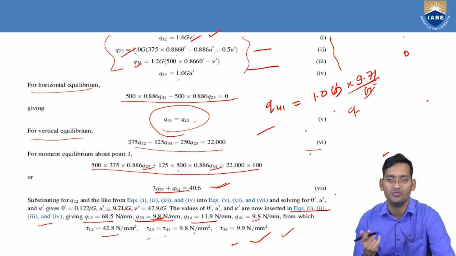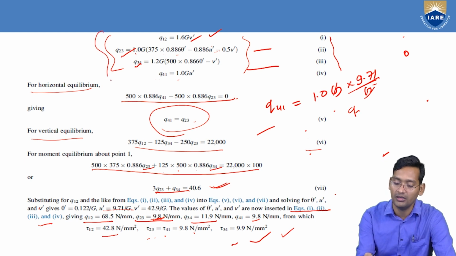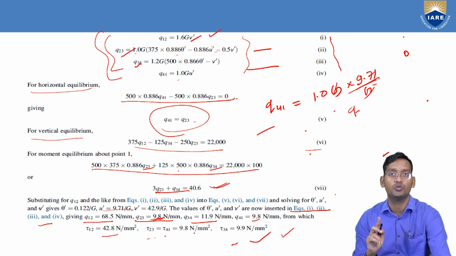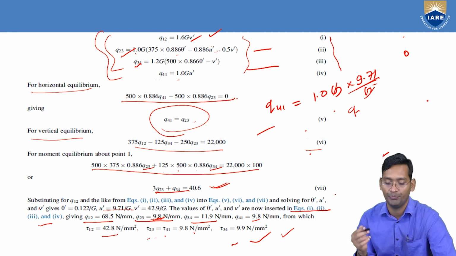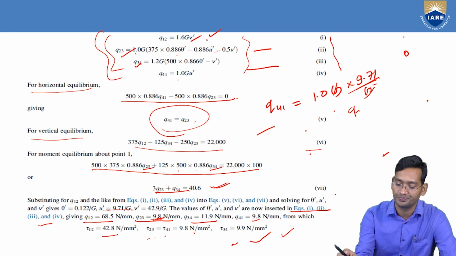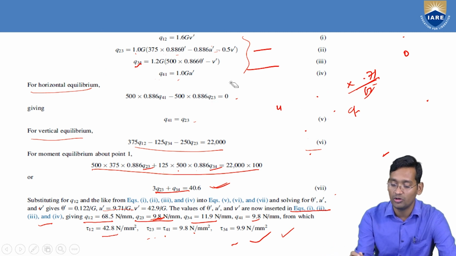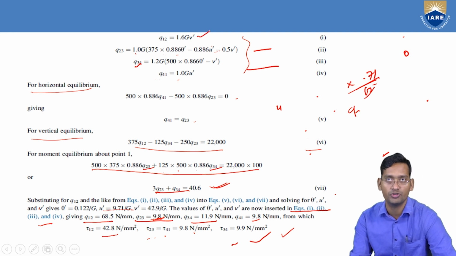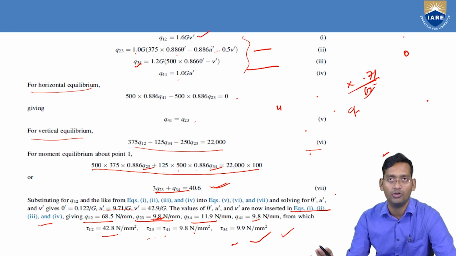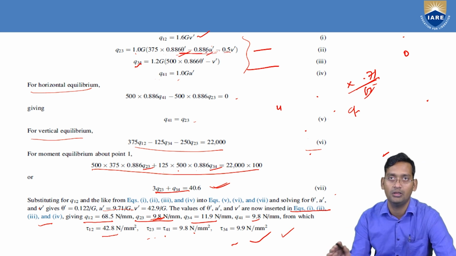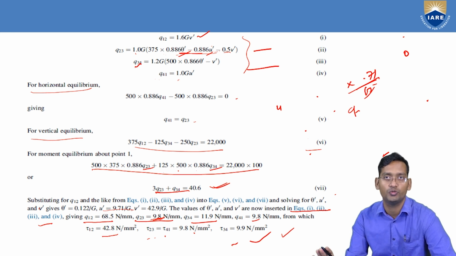After getting theta dash, v dash, u dash, substitute back here, because the final answer should be in terms of Q12, Q23, because we have to find the shear stress distribution. Right. So substitute back here. In this equation only v dash is required. So once you substitute the v dash value here, you will get the value of Q12. In this equation, substitute theta dash also, u dash and v dash. All the 3 you have to substitute here. Then simplify, you will get Q23.